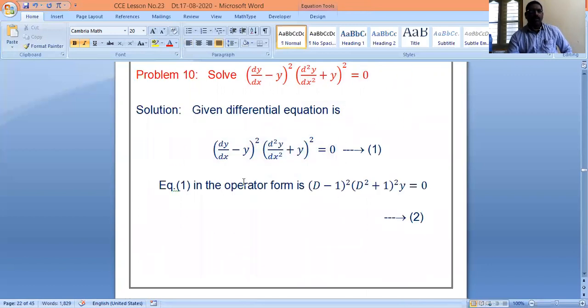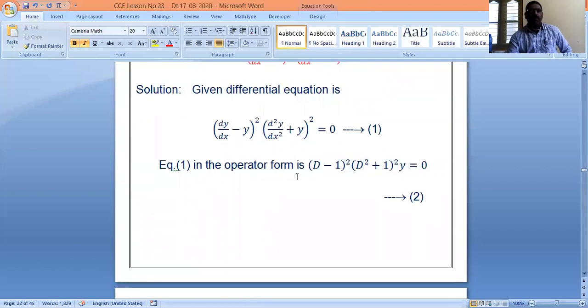Here the given differential equation is (dy/dx − y)² (d²y/dx² + y)² = 0. Let this equation be 1. Equation 1 in the operator form is (D − 1)² (D² + 1)² y = 0. Let this equation be 2.